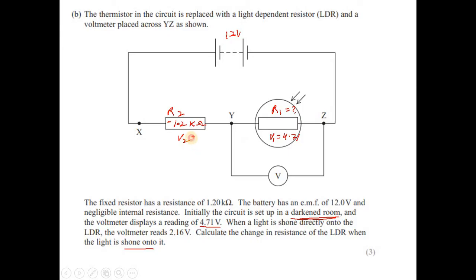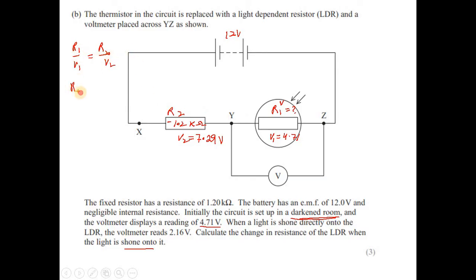So my target is to find this R1 first from this data. What about V2? Clearly V2 would be 12 minus 4.7, which is 7.29 volt. Now we have V2, so I can figure out R1. R1 upon V1 is equal to R2 upon V2. This is the simplest equation of a circuit in which two resistances are connected in series, basically the simplest potential divider circuit.